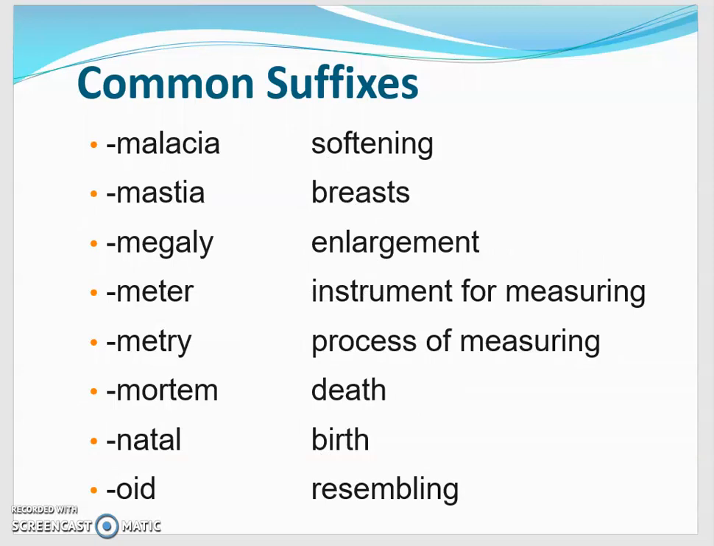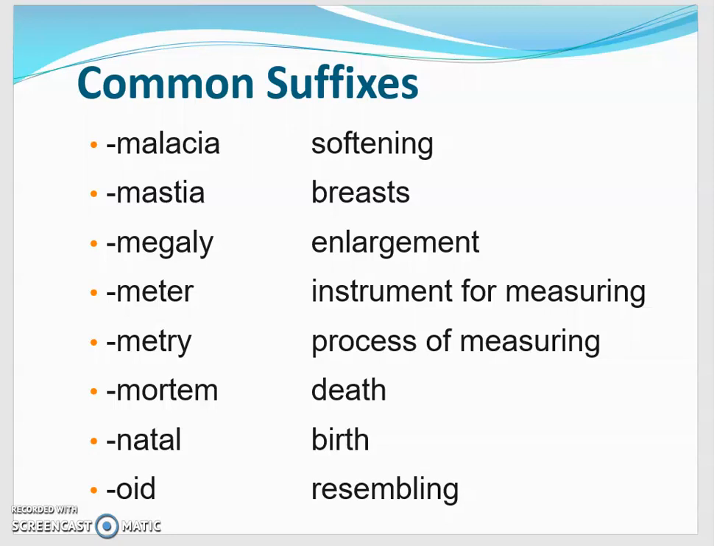Mastia means breasts. Megaly means enlargement. A meter is an instrument for measuring. Think of a meter stick or like a yardstick. It's an instrument you measure with. And if you're using that instrument, you're engaged in the process of measuring, metry. That kind of takes me back to those other words too, when you have one of them that end up with a Y. So I'm going to give you a little hint here, and this is a really good clue. When you see a word that ends in Y, about 60% of the time they're talking about a procedure or a process. Now you see megaly here, that's not a procedure or process, but metry is.